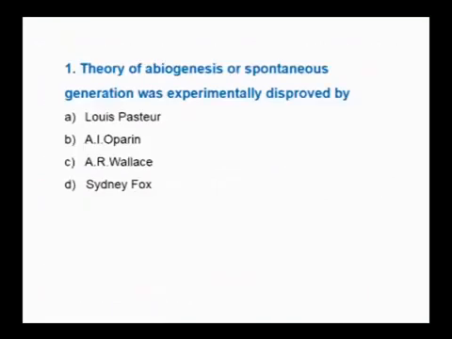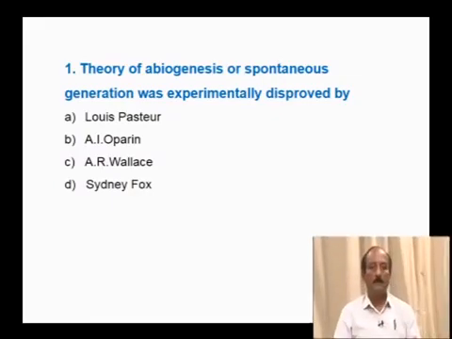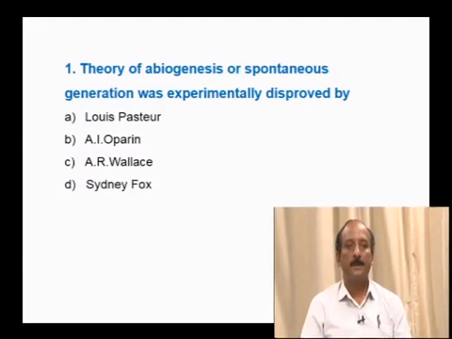Students, next we come to the discussion of questions related to the evolution chapter. The first question: the theory of abiogenesis or spontaneous generation was experimentally disproved by.